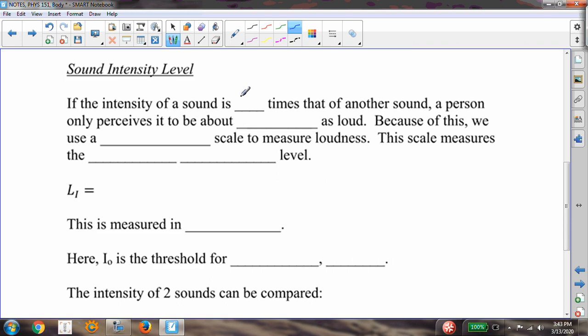If the intensity of sound is 10 times that of another sound, a person only perceives it to be about twice as loud. So if you have one sound that has an intensity of 0.1 watts per square meter, and another sound at 1 watt per square meter, the human ear only perceives it to be about twice as loud. And because of this, we can use this logarithmic scale.